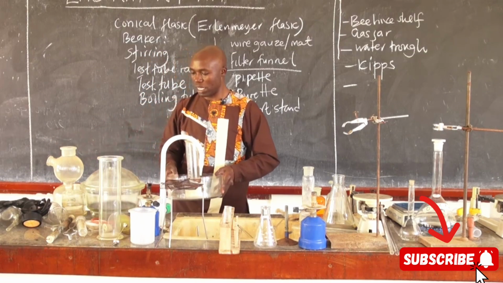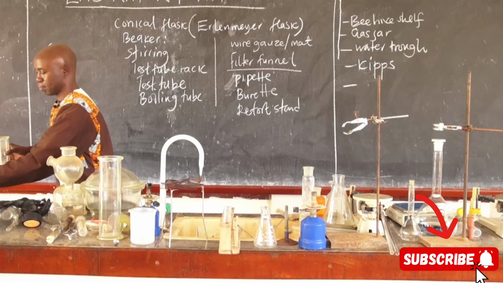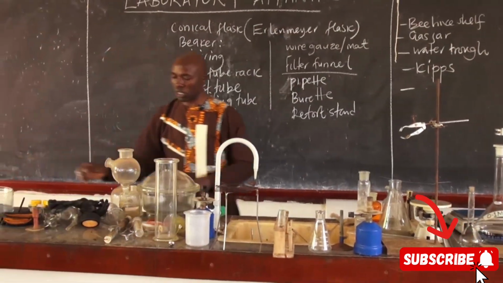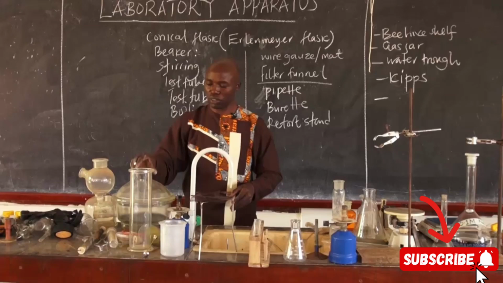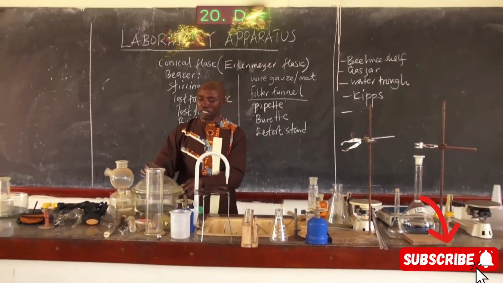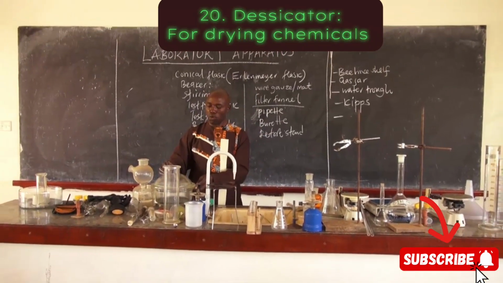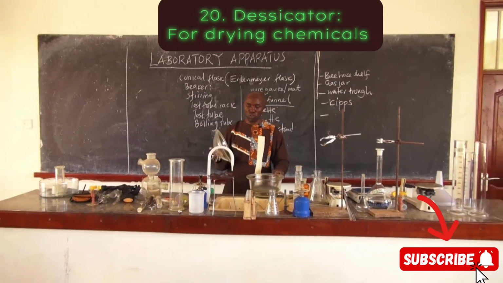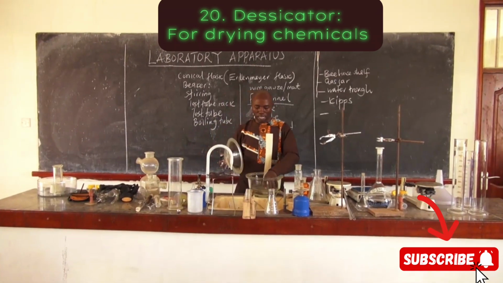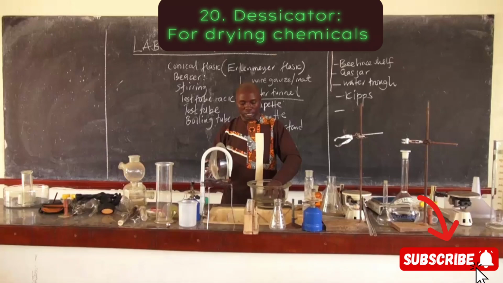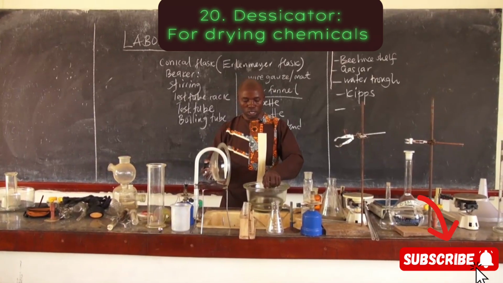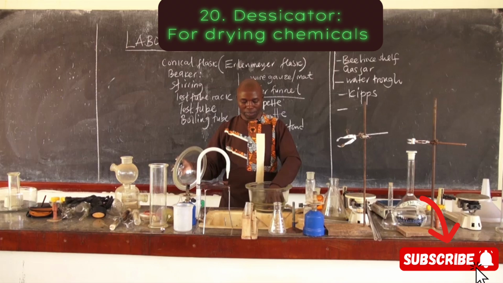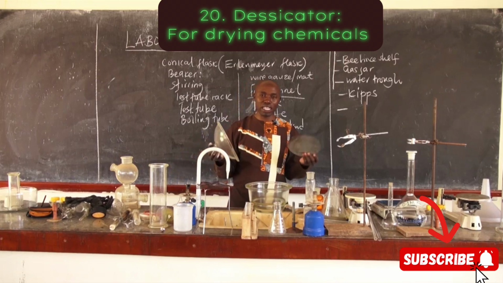Then let me engage in another one here. Of course, we shall not demonstrate to you everything on how it's used, but we can always explain how we can use them, and we can demonstrate in other videos when we are using them. I have another one here called a desiccator. It's normally used for drying chemicals.